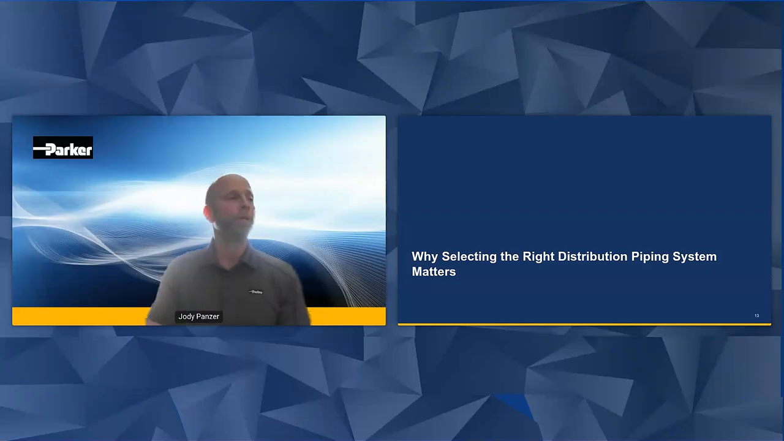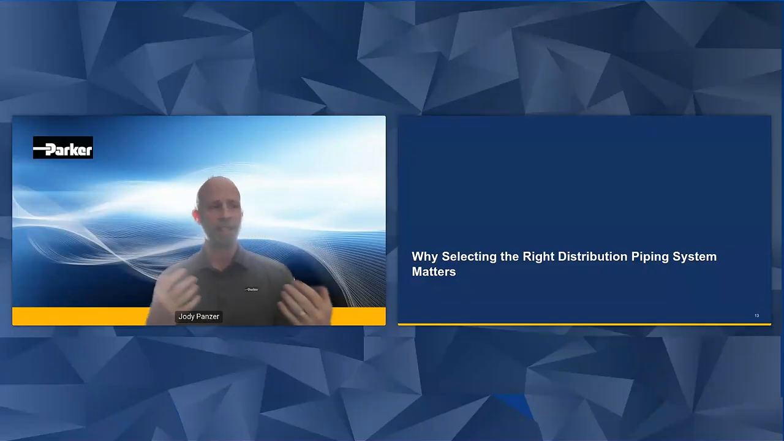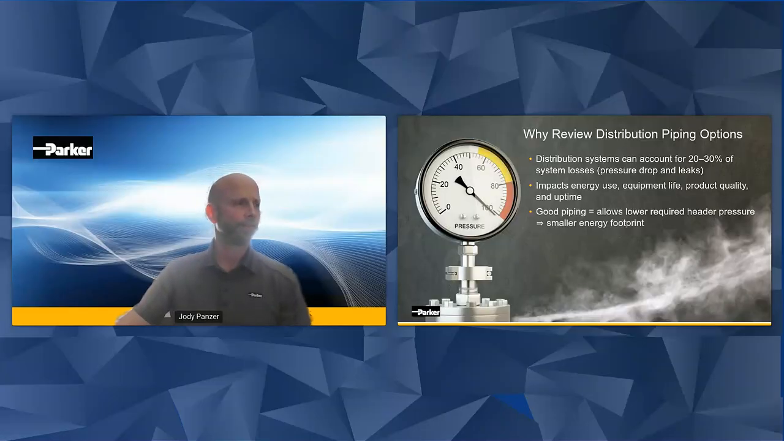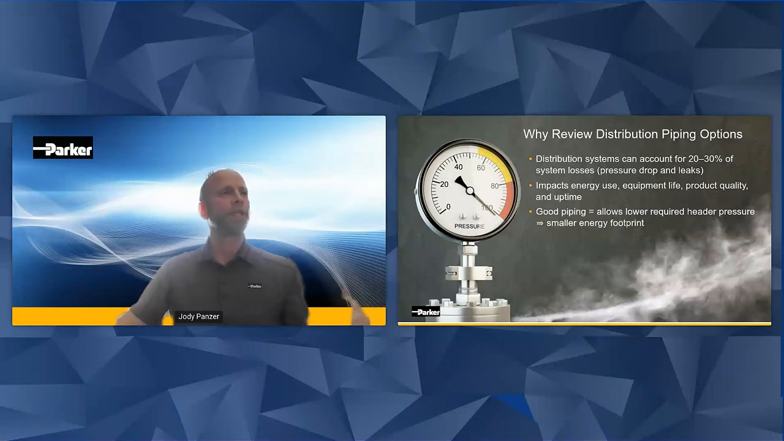Why does selecting the right distribution pipe matter? So with everything we went over, you design your system, you have the perfectly sized equipment for right now and for future needs, but we have to consider the diameter and the piping material being used. Let's think of and talk about why undersized piping will affect your system. Well, first of all, distribution systems can account for 20 to 30% of losses. That's between pressure drop and leaks.